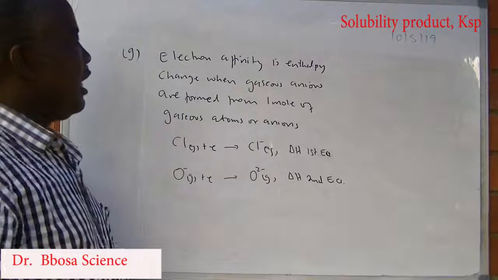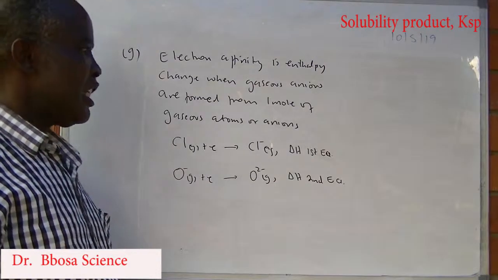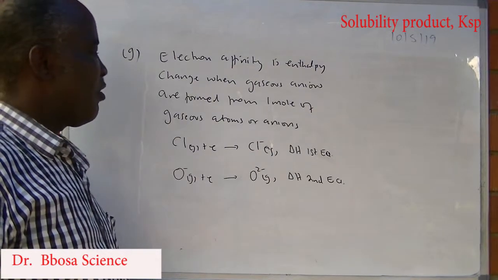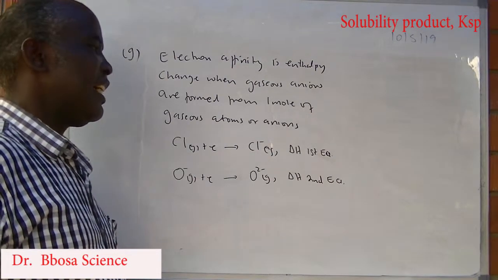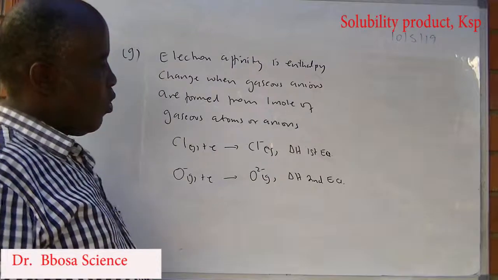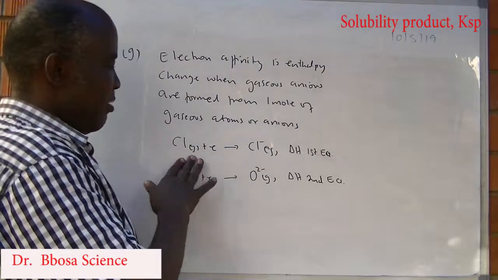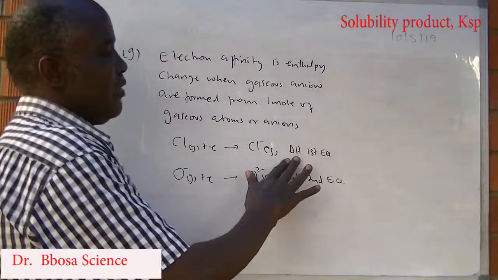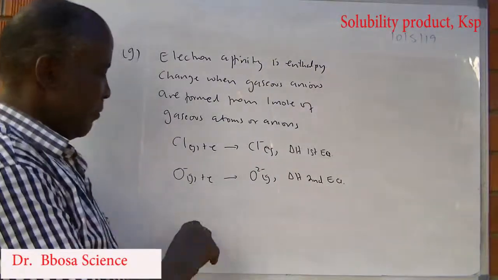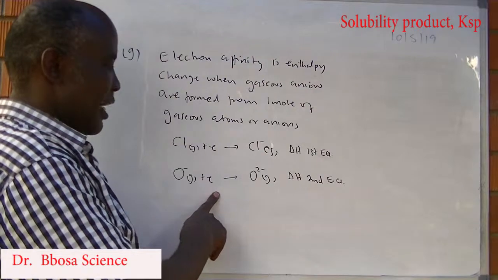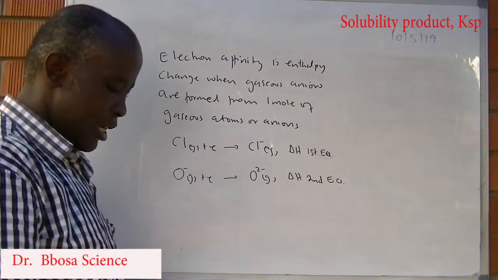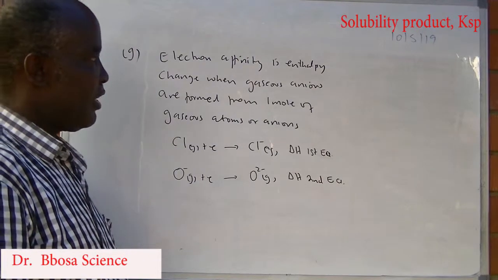G, electron affinity, is the enthalpy change when gaseous anions are formed from one mole of gaseous atoms or anions. So chlorine plus one electron, you get chloride. That is the first electron affinity. Oxygen minus plus an electron, you get oxygen minus 2. You get second electron affinity.